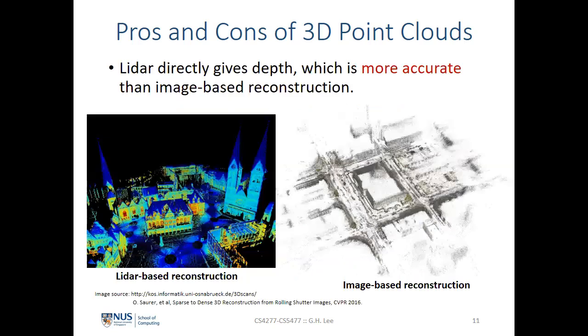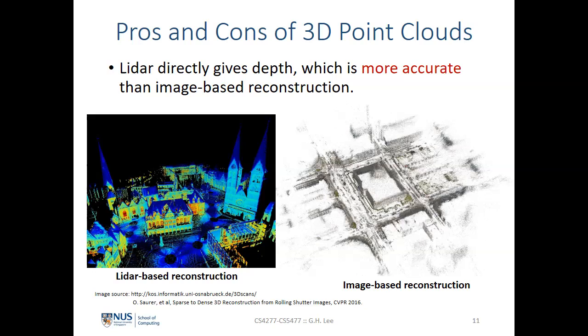You can also see that LiDAR directly gives much more accurate results than image-based reconstruction. This city is using LiDAR to map it out. I think this is somewhere in Germany. And here you can see that using structure from motion, the reconstruction is usually less precise.